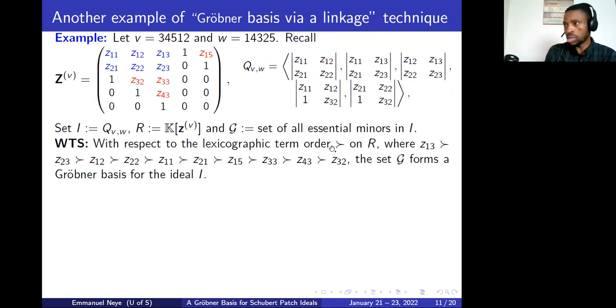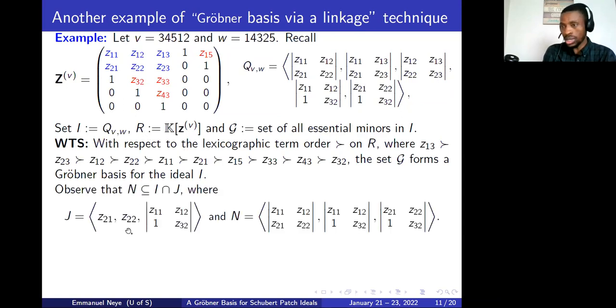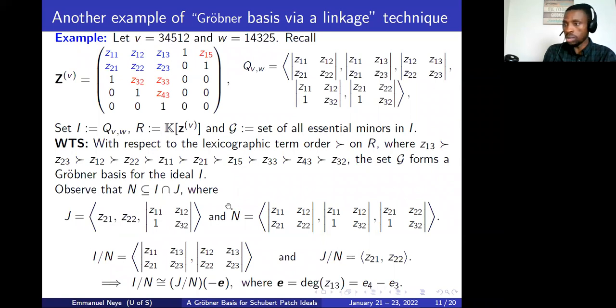Again, we just want to show with respect to this lexicographic term order on R, where now we are ordering the variables this way, giving preference to the variables in blue over the ones in red, that this set G forms a Gröbner basis for I. Just like before, we obtain two new ideals from I, J and N, and then we observe that we have this inclusion, N is contained in the intersection of I and J. And also when you mod I by N, basically you're just modding this out here, and then we're going to have these two generators. And if you mod this by this ideal here, you have these two generators, and then we have this isomorphism here, R/N modulo isomorphism.